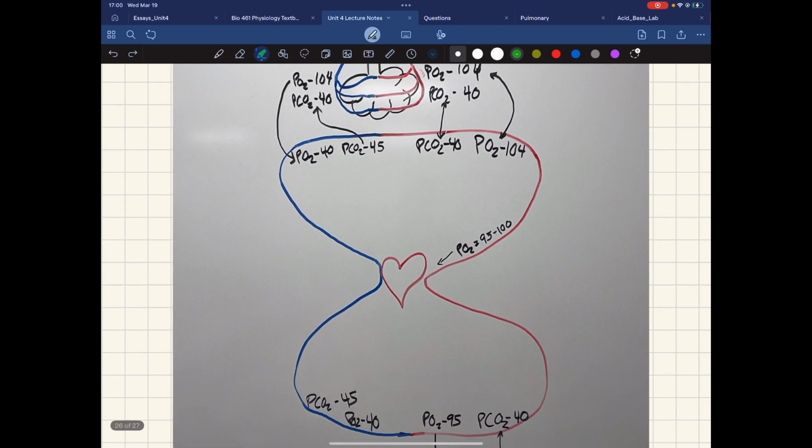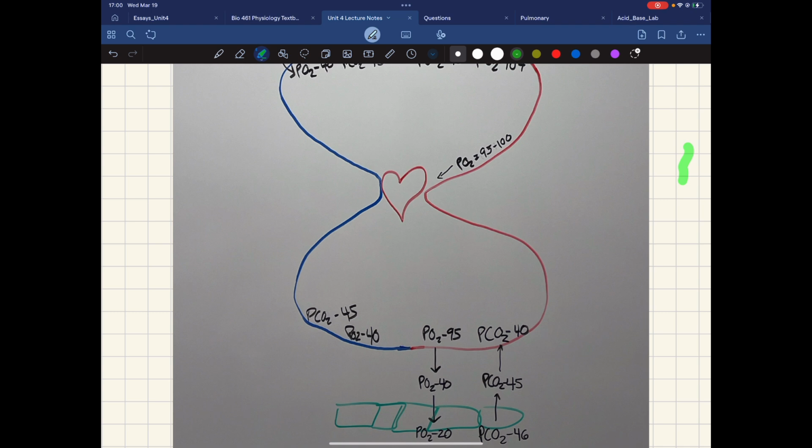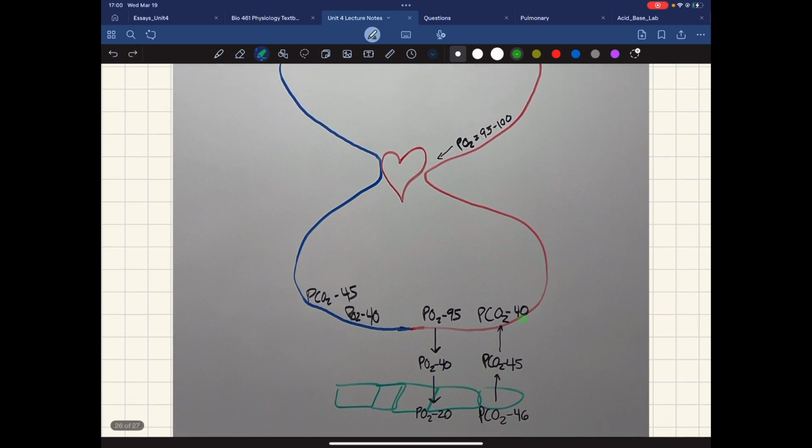Then it's going to enter the left atrium and leave the left ventricle, and it's going to get pumped out. Down here we have some muscle tissue, let's say, and these are the gradients for the tissue. We'll start with oxygen. The partial pressure of oxygen in the blood is 95. In the interstitial space, the oxygen is at 40. And then in the actual tissue, it's at 20. So it's just going to make its way down that gradient.